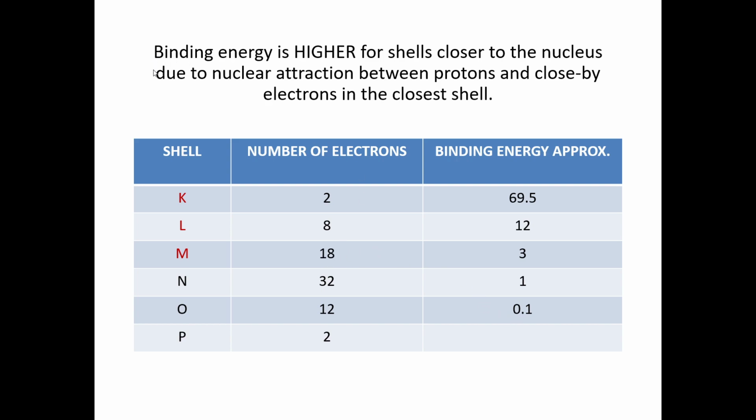So important relationship here. We talked about relationships last week, inverse relationships, one goes up, the other goes down. So as you get further away from the nucleus, K, L, M, N, our binding energy decreases. And then the opposite relationship, as you get closer to the nucleus, our binding energy increases.